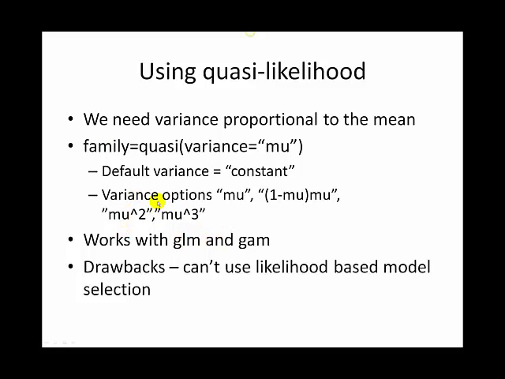As I mentioned, it works with both GLM and GAM, but there are drawbacks, and in particular, once you've switched over to quasi-likelihood, you can't really use likelihood-based model selection. AIC type model selection works. People often get the log likelihood out of a quasi model, and then do an AIC type model selection process, and put a Q in front of the AIC statistic, call it quasi-AIC. But there hasn't really been a lot of work on determining the extent to which that's a valid approach.